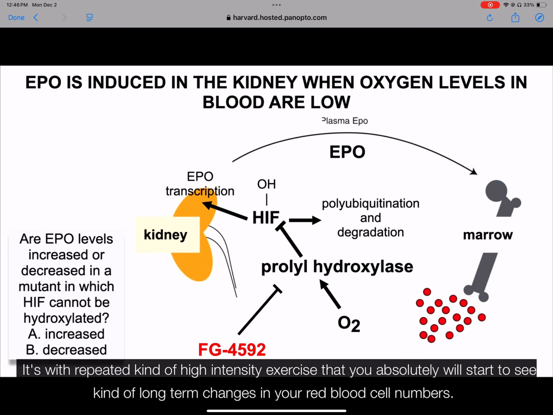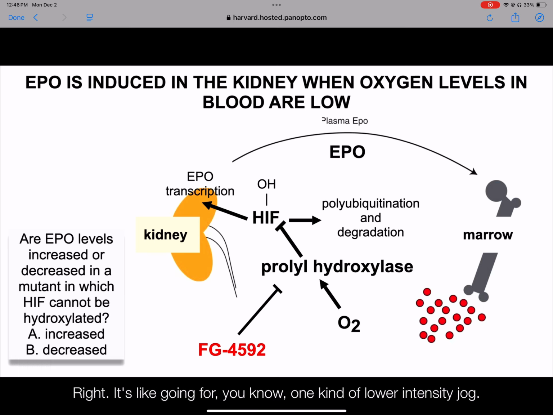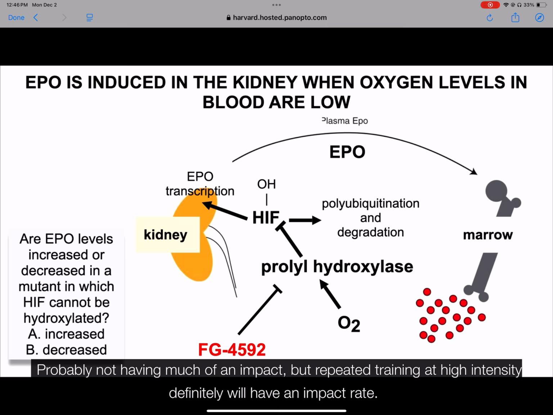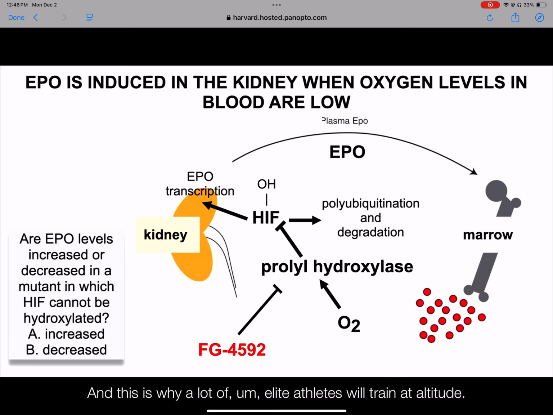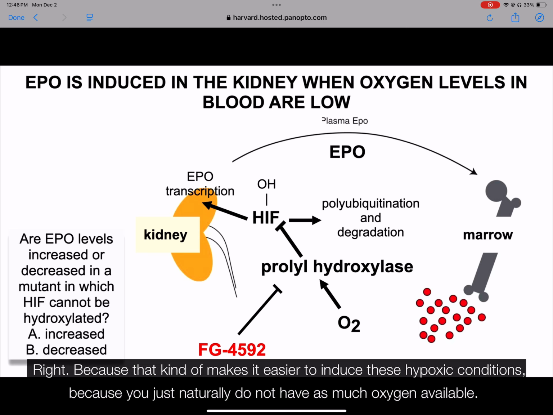With repeated high intensity exercise, you will absolutely start to see long-term changes in your red blood cell numbers. One lower intensity jog probably won't have much of an impact, but repeated training at high intensity definitely will. This is why a lot of elite athletes train at altitude, because it makes it easier to induce these hypoxic conditions, since you naturally do not have as much oxygen available. Does that make sense?